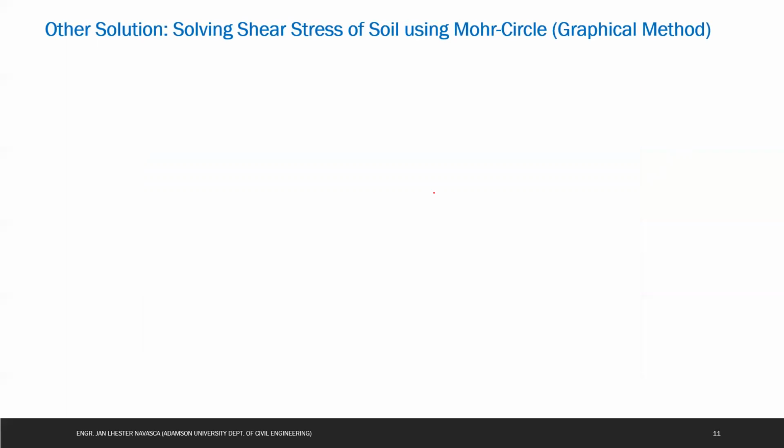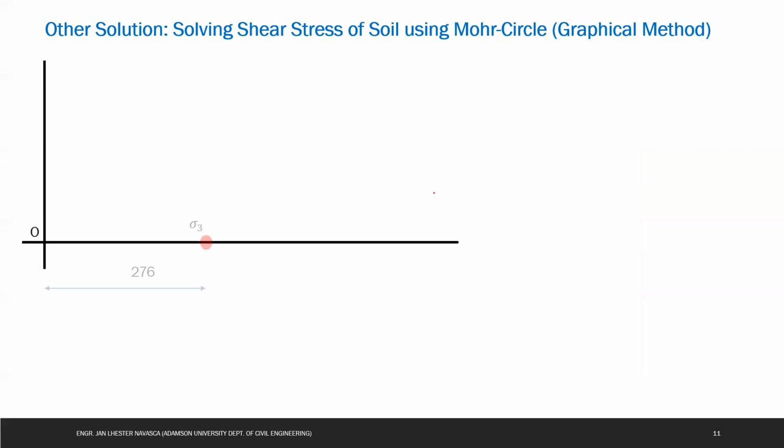So let's take the given again. According to the problem, your sigma 3 or the chamber confining pressure is 276. So you just plot it on the graph. Okay? Then another one is the deviator stress. The deviator stress is 276 kPa. So you all know that sigma 1 is equal to sigma 3 plus delta sigma d, which is the major principal stress. So you know that this is the point of sigma 1.